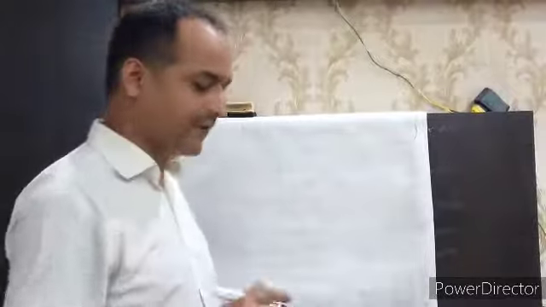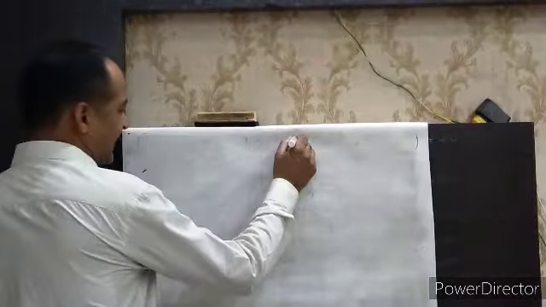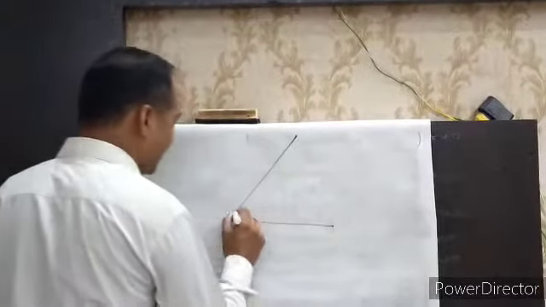Okay, there are three types of friction. When the body is not moving and we are applying force, that friction is called static friction. When the body is just about to slide, that is called limiting friction. And when the body is moving, that is called kinetic friction. And see this diagram and angle of repose.